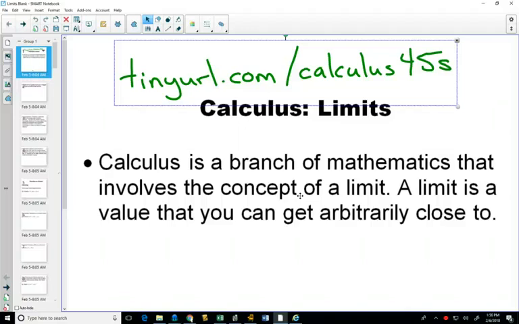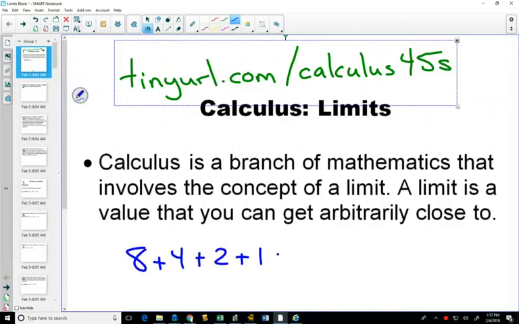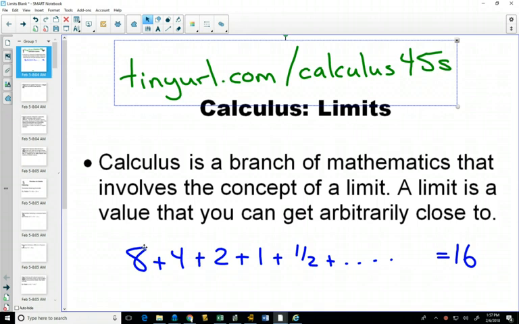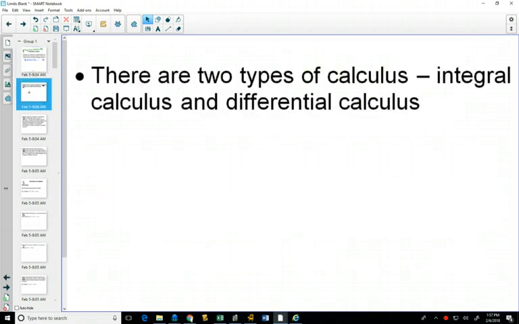Because whenever I get close to the wall, there'll still be a distance left, and I only walk half of that. But we've seen in geometric sequences, if you added up all of those numbers, 8 plus 4 plus 2 plus 1 plus a half, and so on, if you did that forever, we say it's equal to 16. And that 16 would be the limit, something that we can get arbitrarily close to. Because if I keep cutting the distance in half, I get closer and closer and closer to it. But I never actually get to 16.